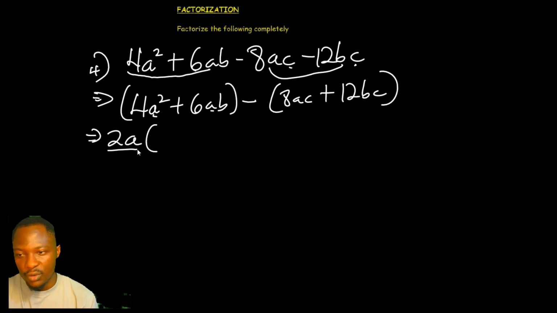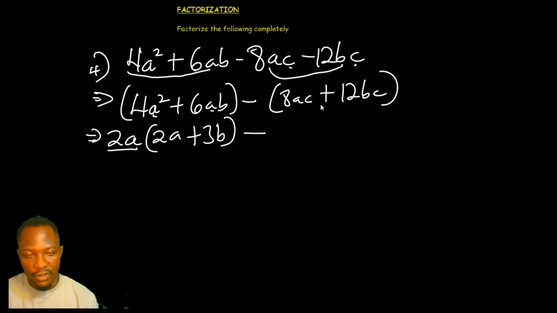Now when we factorize 2a outside, here we're going to have 2a times 2a, which will be 4, so 2 times 2 will be 4, a times a will be a squared, and then the next one, 2a times what number or what term will give you 6ab. Already 2 times 3 will give you 6, so we're going to write a 3 here, and then we put a b here, so 2a times 3b will give you 6ab. Now we bring the negative sign here.